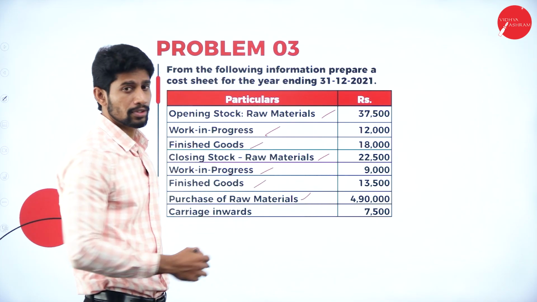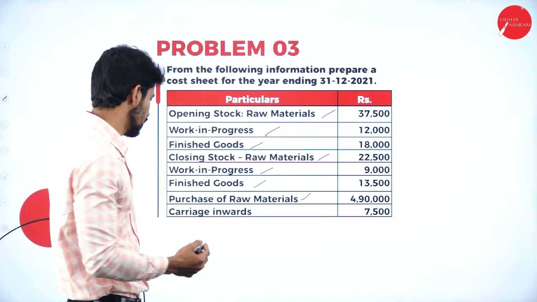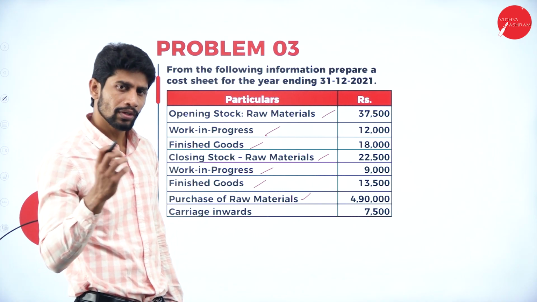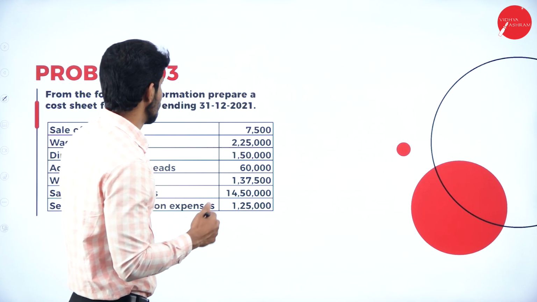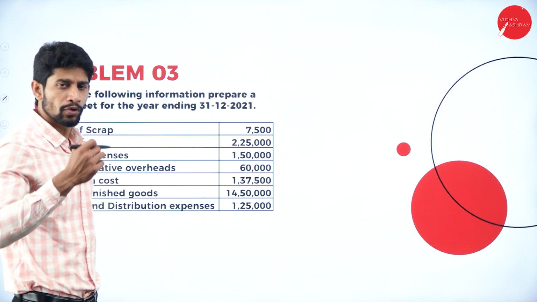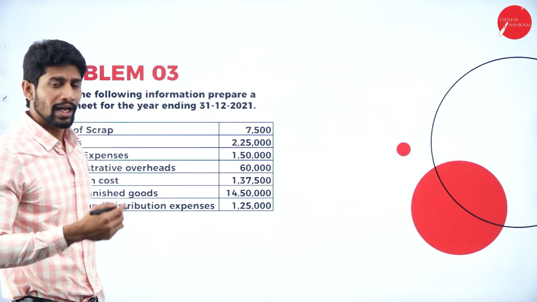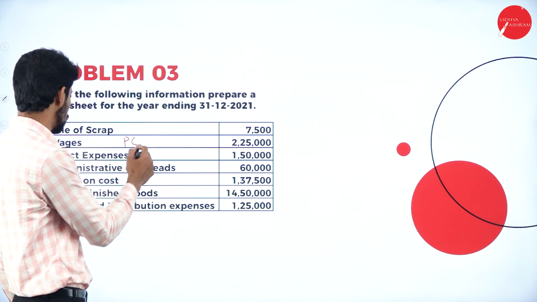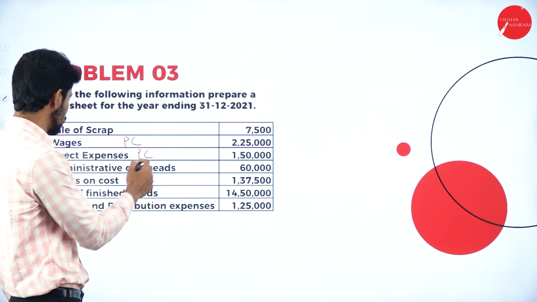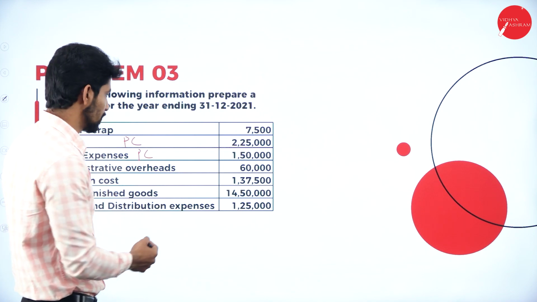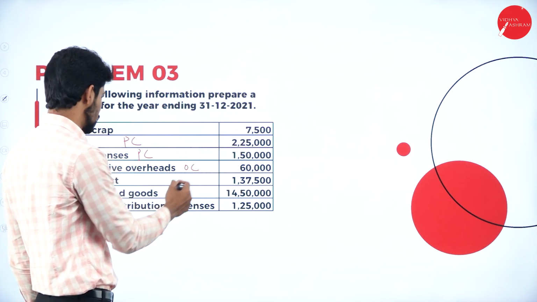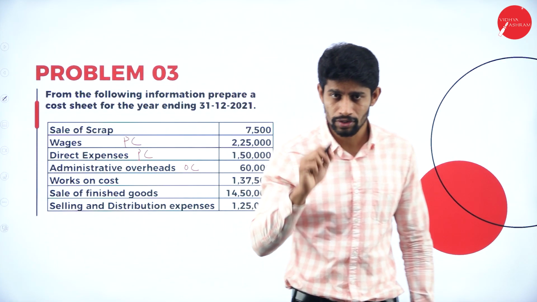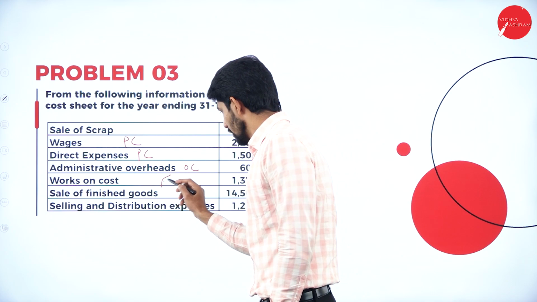Yes, we are going to add this purchase of raw material with opening stock of raw material. Next, carriage inward. Again, we are going to add this carriage inward to the purchase of raw material. Next, sale of scrap. So we are going to deduct the sale of scrap after deducting the closing stock of work in progress. Next, wages comes under prime cost. Direct expenses comes under prime cost. Administrative overhead comes under, yes, office cost. Next, works on cost is nothing but factory cost.